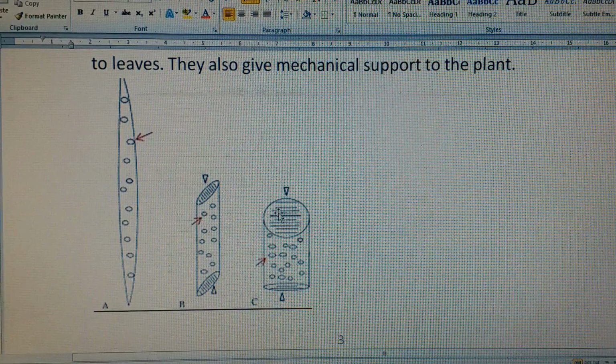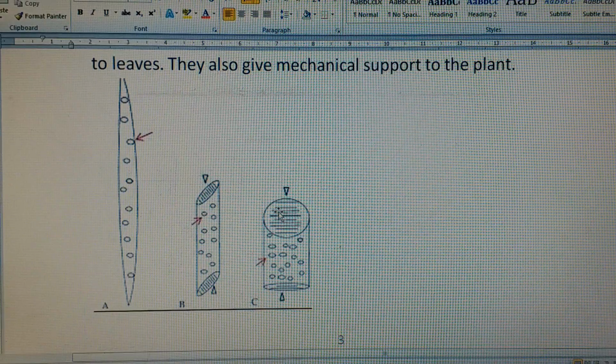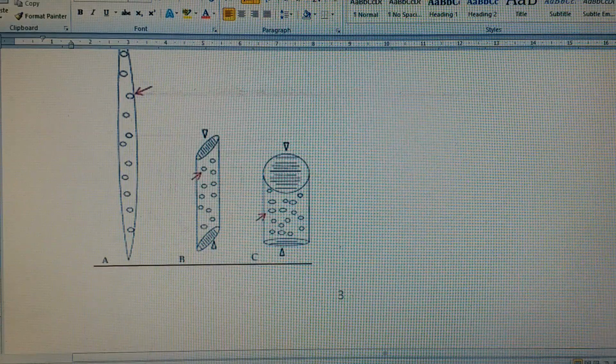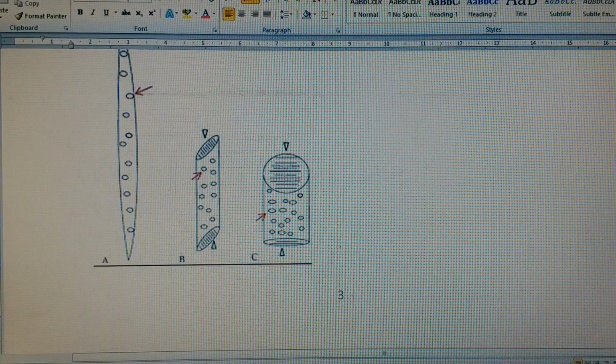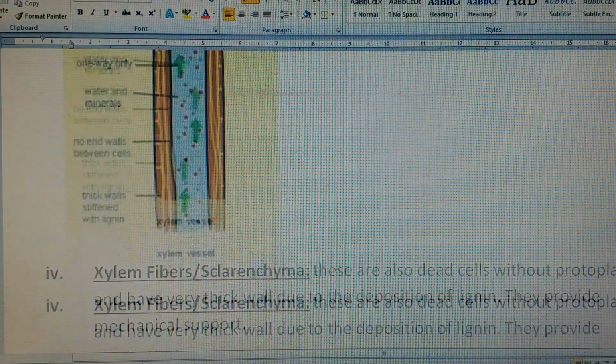So tracheids and trachea together make the tracheary element. Now it comes to the next point, vessels, which are clear to you. Now the next one.